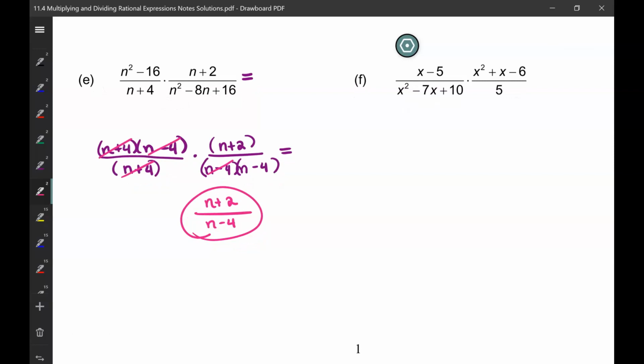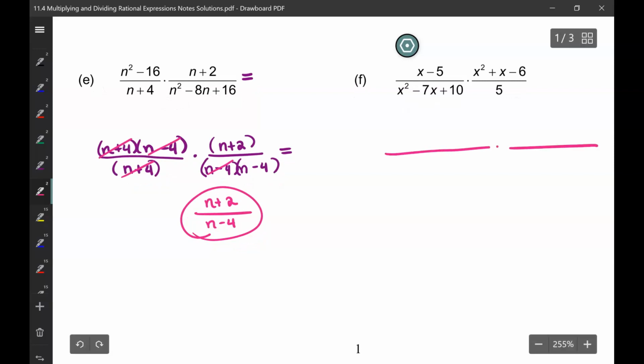Let's take a look at F. So x minus 5, nothing we can do about that. And then let's take a look, x squared minus 7x plus 10. So how will that factor? Well, two numbers that multiply together to give us a positive 10 add up to negative 7, so that's going to be a minus 5 and a minus 2.